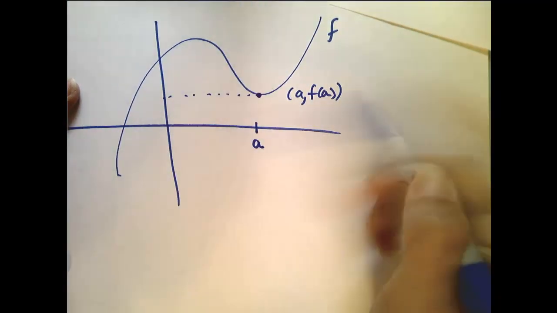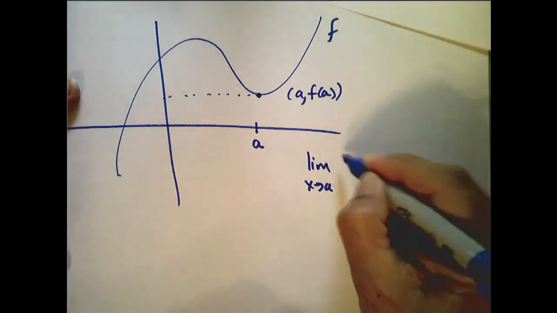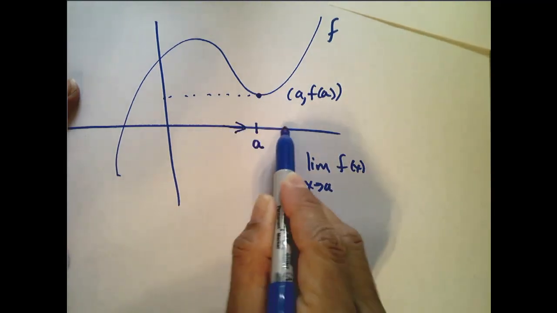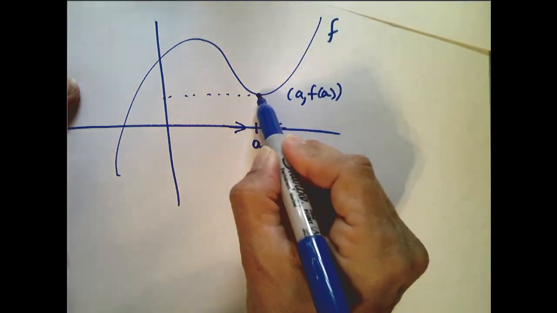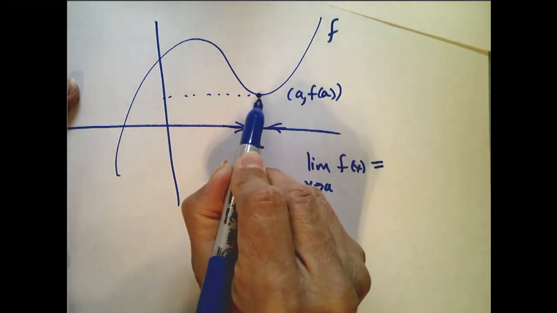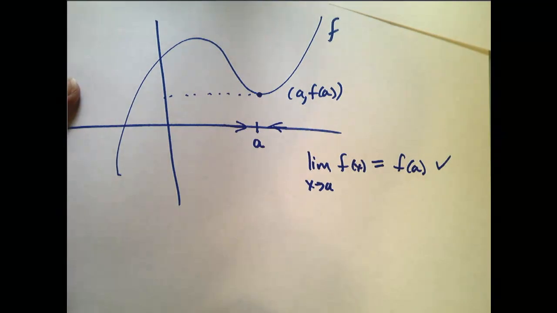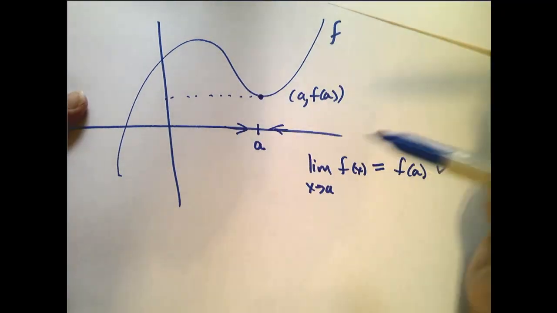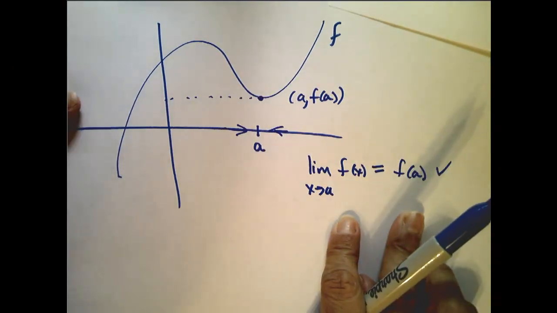Does the limit as x approaches a of f of x exist? Yes, as I approach a from left and right, I see that my function from both left and right approaches the same value. So it does exist. And not only does it exist, but it actually equals the value of my function at a. So what you all think of graphically as continuity actually does make sense with our definition, or is in line with our definition.